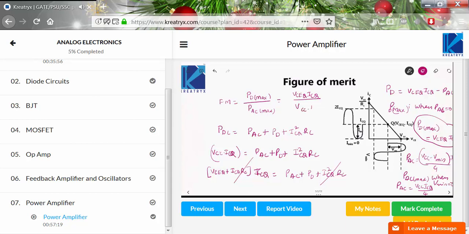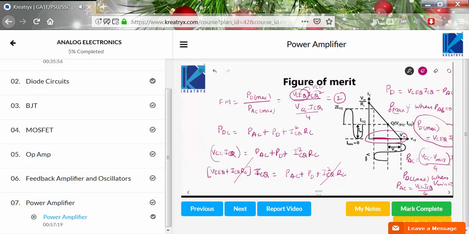VCC into ICQ by 4. And what about the VC? Actually VC is nothing but VCC by 2. Here this total one is VCC, right? VCQ is nothing but only this part, that means that is VCC by 2. Now what about this value? Actually the figure of merit equal to 2. So in case of class A direct coupled amplifier, the figure of merit is 2.